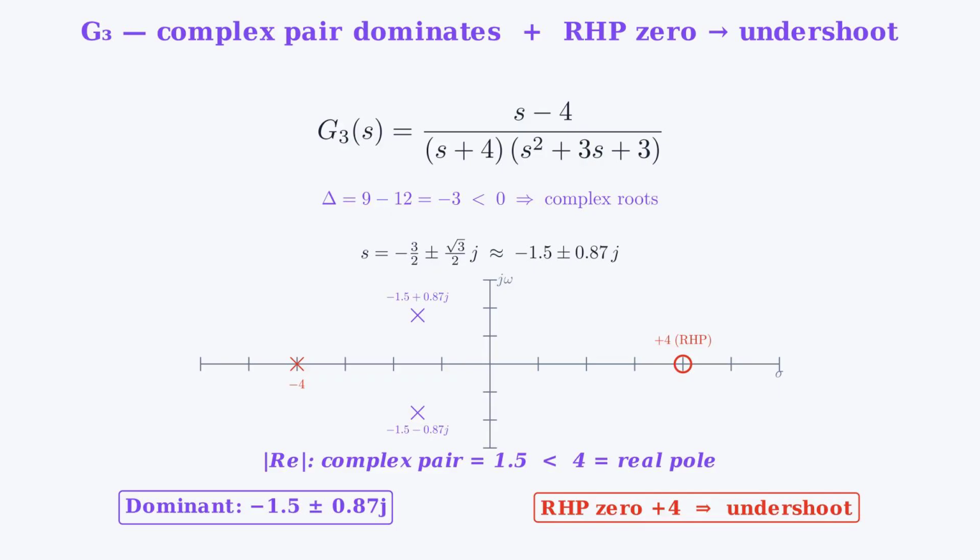Second, the numerator. S minus 4 is 0 at s equals plus 4, a right half-plane 0. By Rule 5, a right half-plane 0 forces undershoot in the step response. The output dips below 0 before climbing back up. Answer for G3: the dominant poles are the complex pair at minus 1.5 plus or minus 0.87j, and G3 exhibits undershoot because of the right half-plane 0 at plus 4.